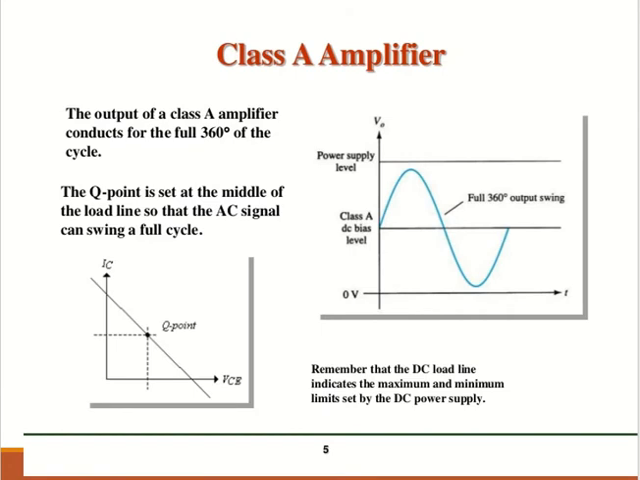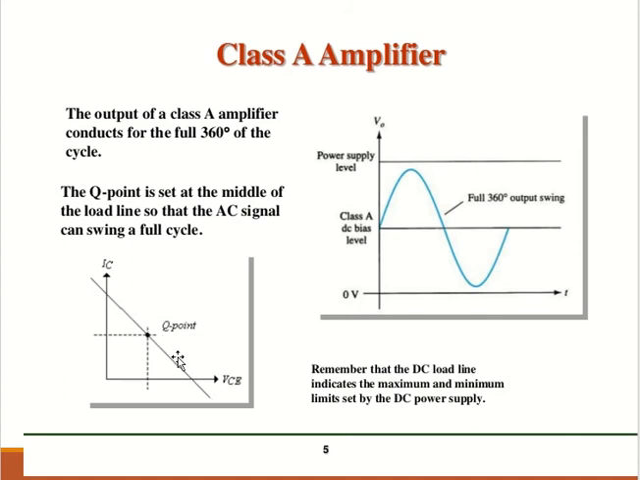So, in case of Class A amplifier, here you can see, the output of Class A amplifier conducts for the full 360-degree cycle. Here we can say it is conducting for 360-degree cycle. And in case of Class A amplifier, we are drawing here a DC load line. This is your DC load line.